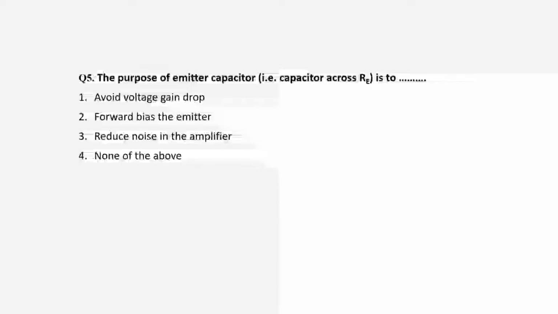Now in the next question, the purpose of the emitter capacitor, which is connected parallel to the emitter resistor, noted as RE. It is used to avoid the voltage gain drop. As it avoids the voltage gain drop, naturally we get the high output voltage that we expect in the case of an amplifier.